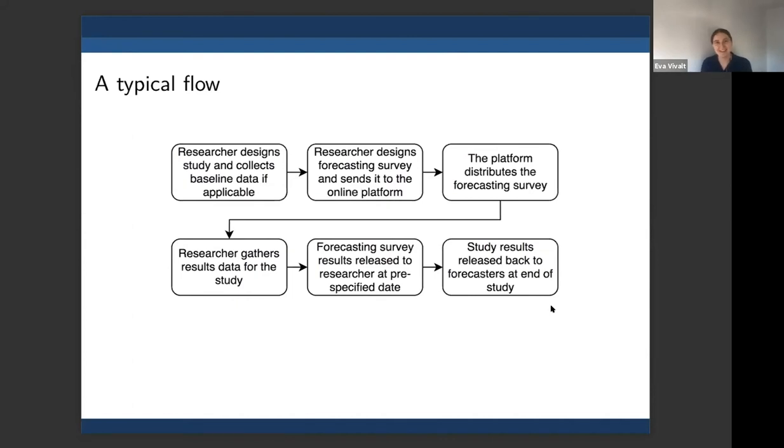This helps, right? So that's the general flow, but this is just a typical flow. There are deviations. Say you wanted to use this for designing your experiment in the first place, well, then obviously you're going to want to get the forecasts first, right?